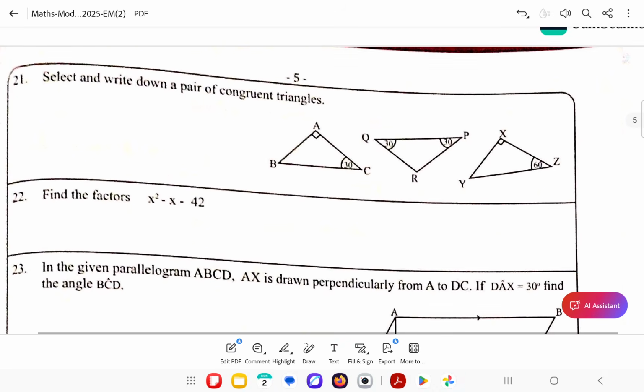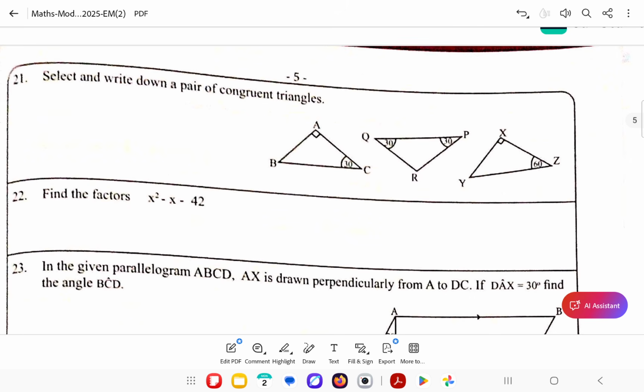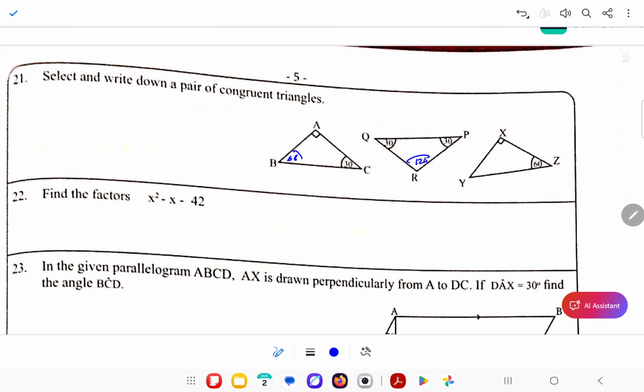Then 21. Select and write down a pair of congruent triangles. So this is 60. This is 120. This is 30. Right. So this is isosceles.